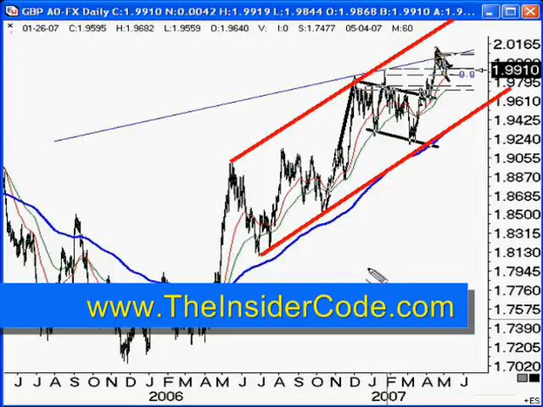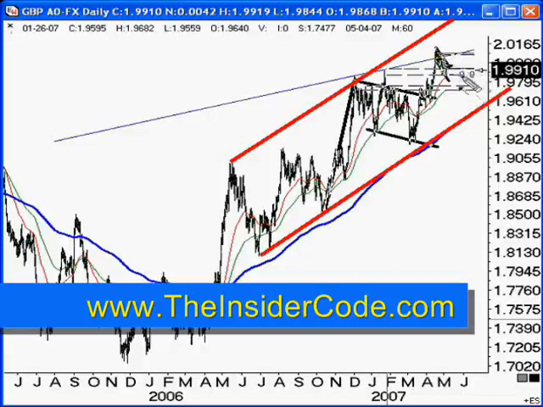Okay, so the key here is understanding that at 8:30 on the first Friday of every month is non-farm payroll. Very, very important indicator for the U.S. market. So when non-farm payroll is out, you should be out as well.